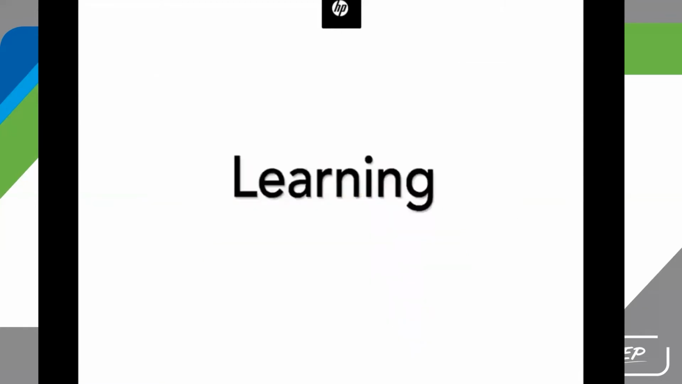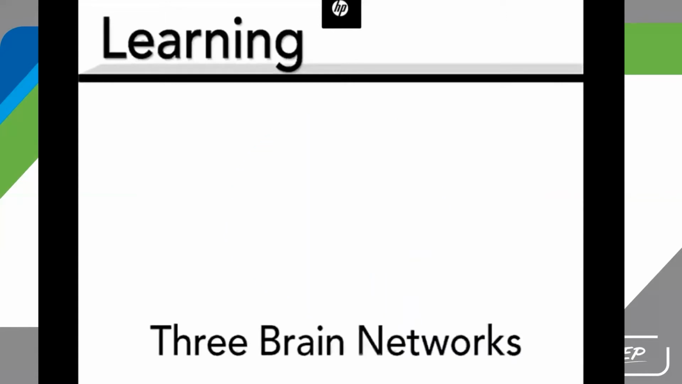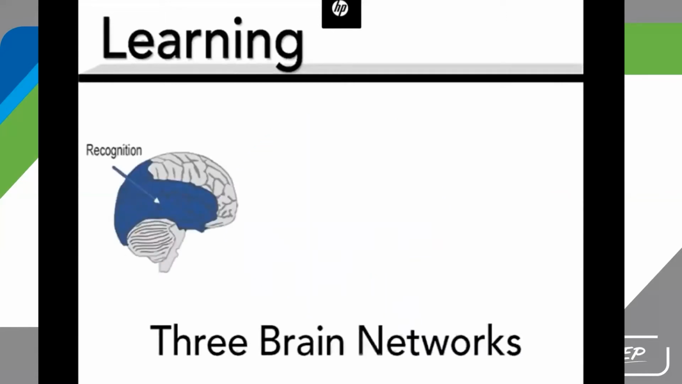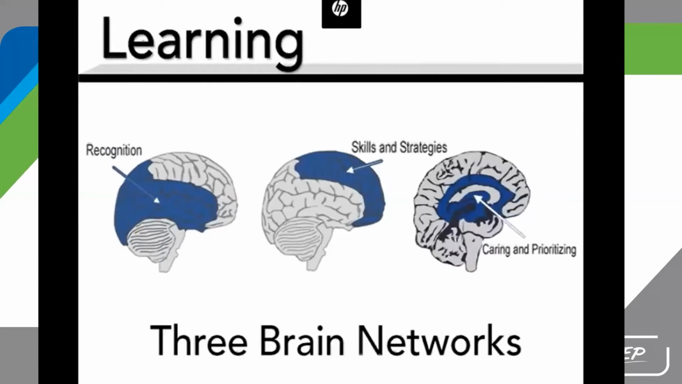Now let's think about the word learning. Learning is not one thing. Neuroscience tells us that our brains have 3 broad networks. One for recognition, the what of learning, one for skills and strategies, the how of learning, and one for caring and prioritizing, the why of learning. Students need to gain knowledge, skills, and enthusiasm for learning, and a curriculum needs to help them do all 3.